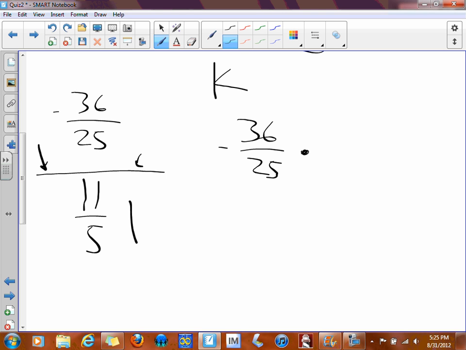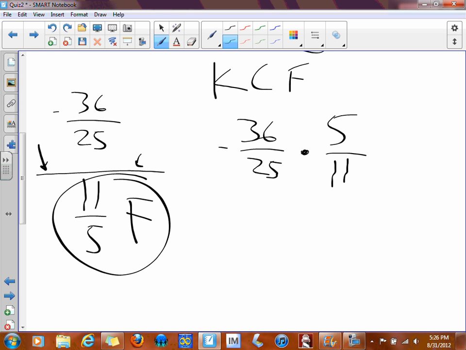And then you flip this right here. That's KCF. You flip the bottom. So instead of 11/5, we're going to have 5/11. Right? Is that cool? You see what I'm saying? Do you understand this? Can you go from here to here? You have to be able to do that in my class. And from now on, just in math. This should not be an issue for you.